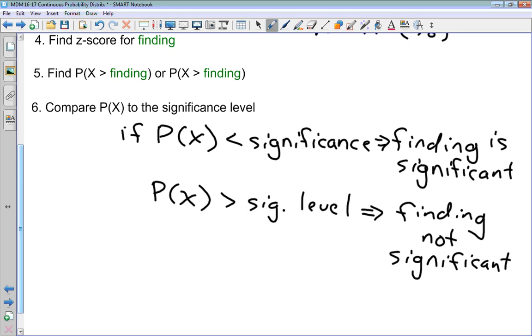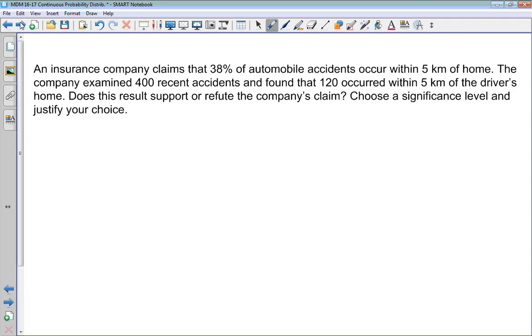So we'll sort of label these steps as we go through our example here. So here's our example. An insurance company claims that 38% of automobile accidents occur within 5 kilometers of home. The company examined 400 recent accidents and found that 120 occurred within 5 kilometers of the driver's home. Does this result support or refute the company's claim? We want to choose a significance level and justify our choice.